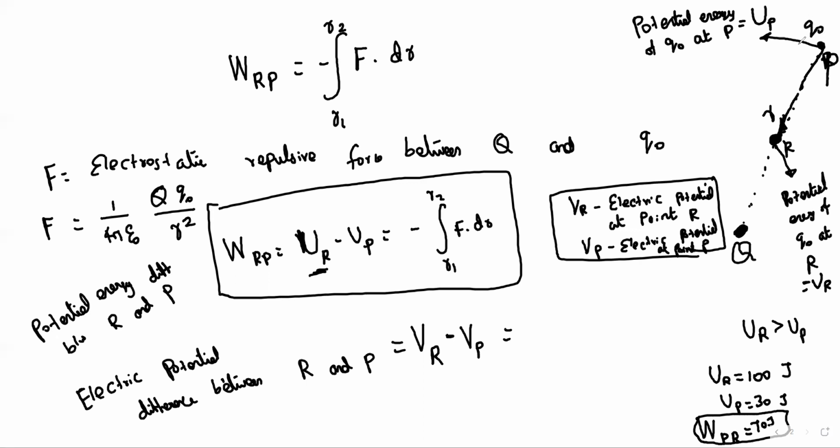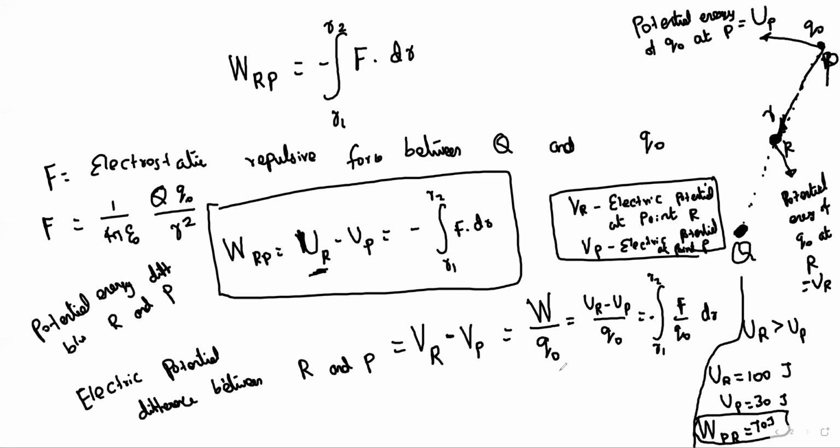What is the value of test charge you have to take? 1 coulomb. So we have to find the work done for unit positive charge, for 1 coulomb charge. So W divided by Q0, or else (U_R minus U_P) divided by Q0, or else the integral of minus F by Q0 dr from R1 to R2. And what is F by Q0?